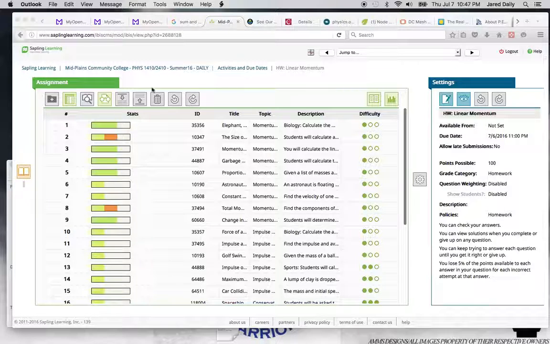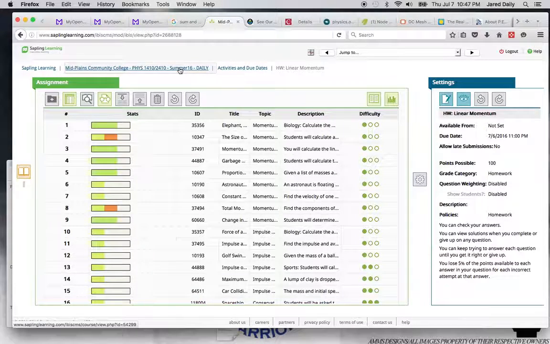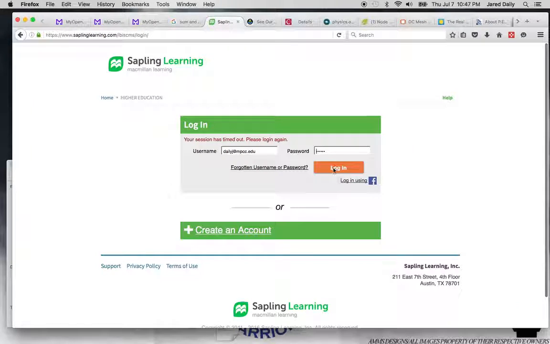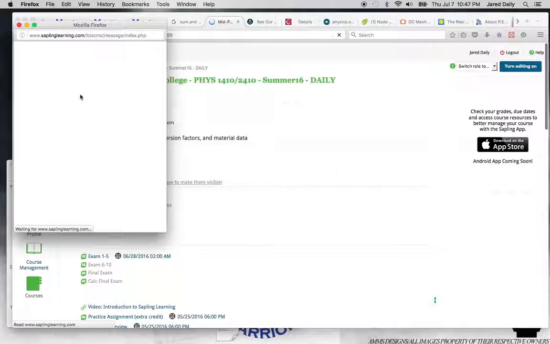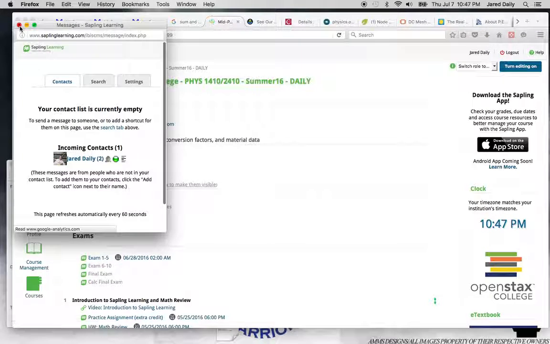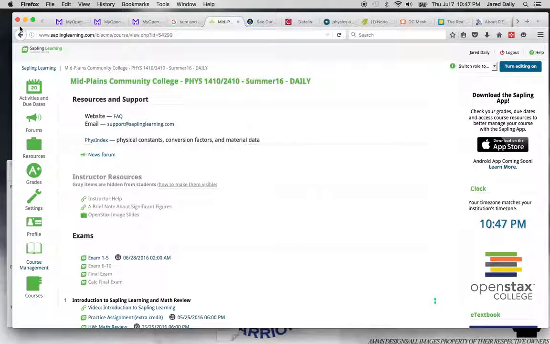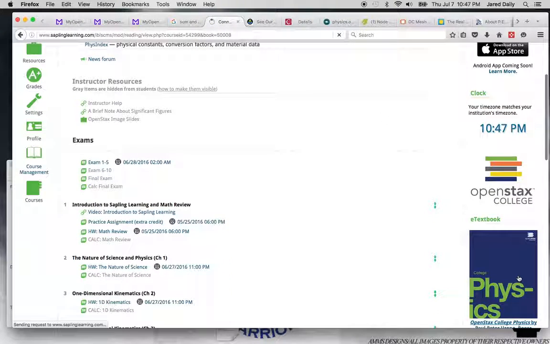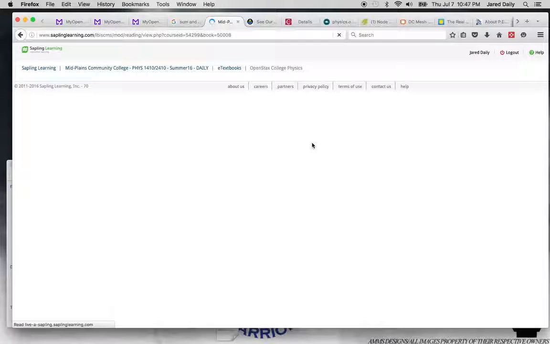Let's see, what chapter are we in? I believe we're in the torque chapter, so let's go take a look at this. This is very similar to what we've done before, because we've done forces, we've done circular motion, and this is kind of a combination of the two. So let's take a look here.